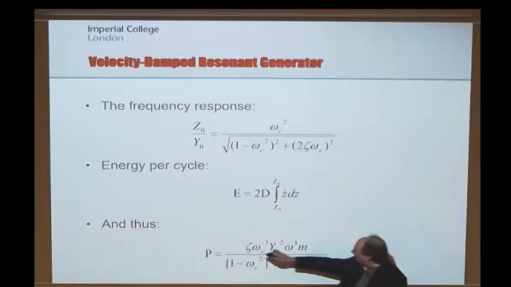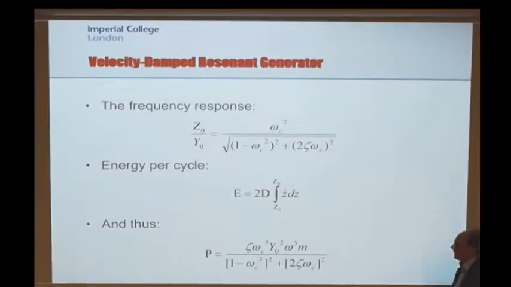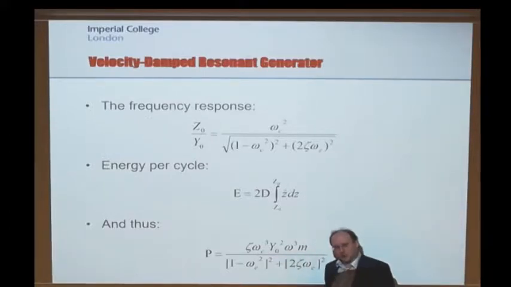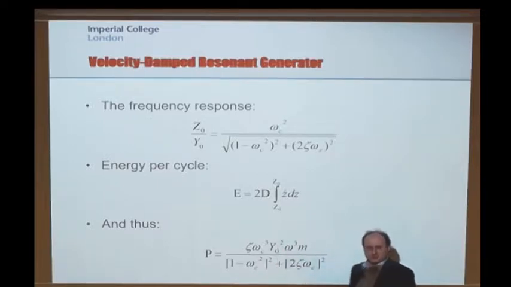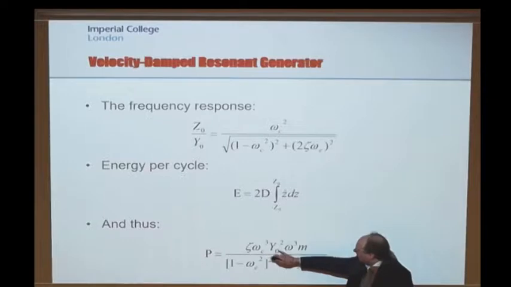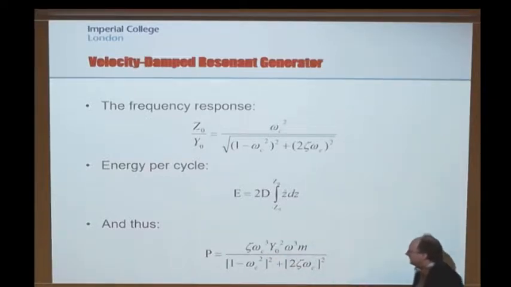It depends on this term here that I'm calling omega c, and omega c is omega divided by omega n, so it's a normalized frequency to the resonant frequency. So if I'm talking about a device operating at resonance, omega c is going to be equal to 1. So that term simplifies. Y is the amplitude of the input vibration. Omega is the frequency of the input vibration.